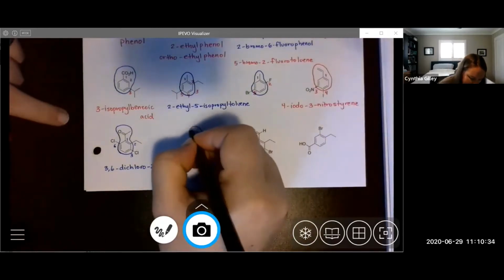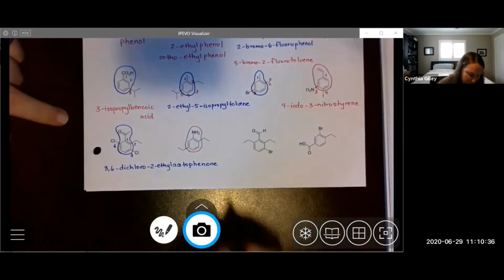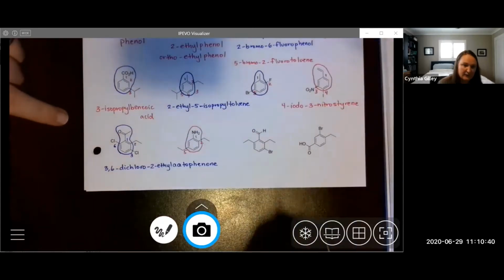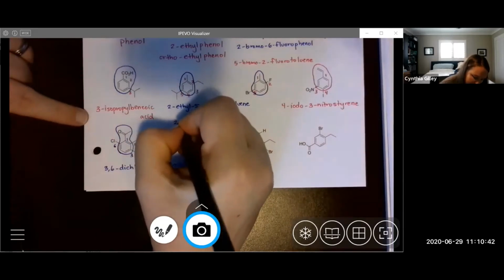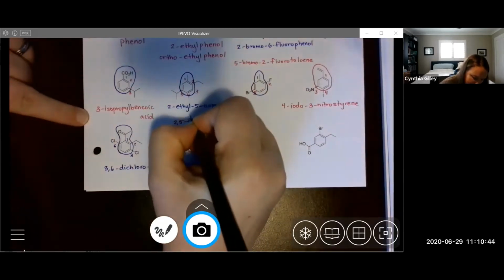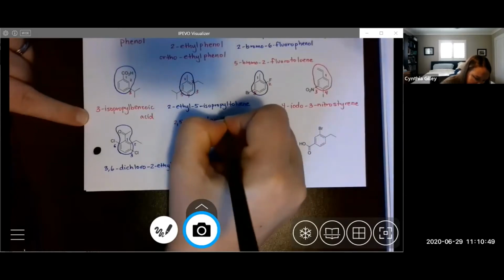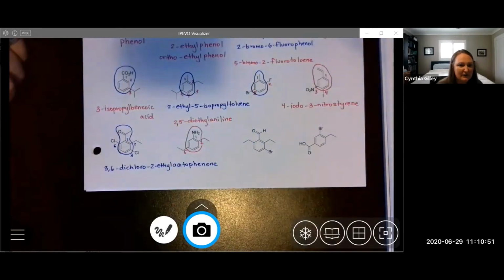Parent here is aniline. So we have 1, 2, 5, 2,5 diethyl, parent, aniline. So half the battle is just remembering the name of the parent.